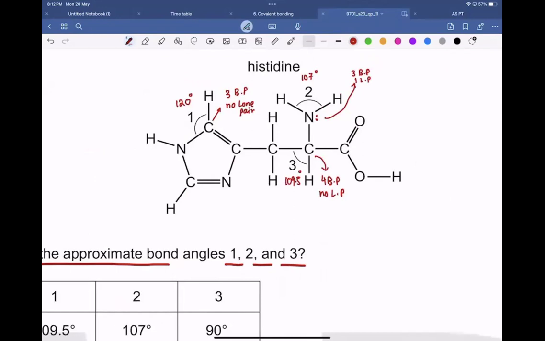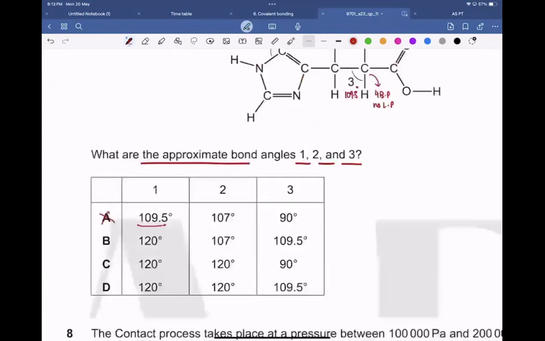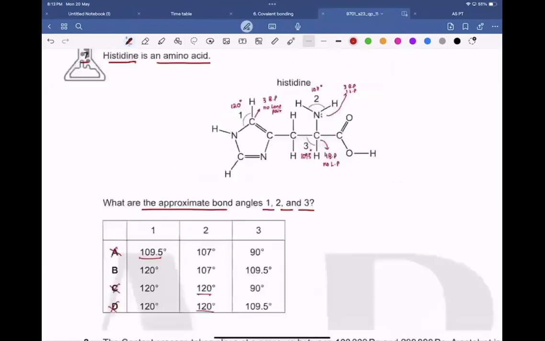So A is wrong because this statement is wrong. Angle 2 is 107, so C and D are wrong because C and D say that angle 2 is 120. So we are left with only option B. B is the correct option. Okay.